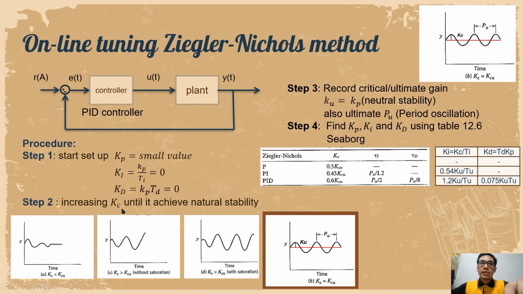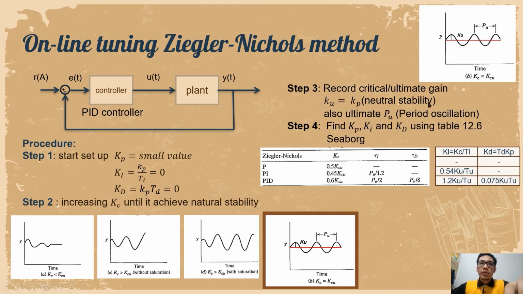The second step is increasing Kc until it achieves neutral stability. Introduce a set point change and gradually increase the value of Kc in small increments until continuous cycling occurs. The term continuous cycling refers to a sustained oscillation with a constant amplitude.